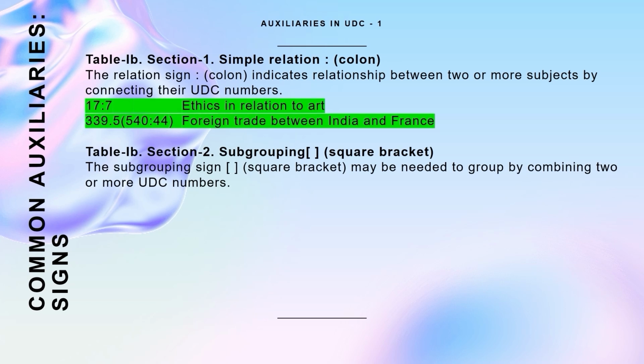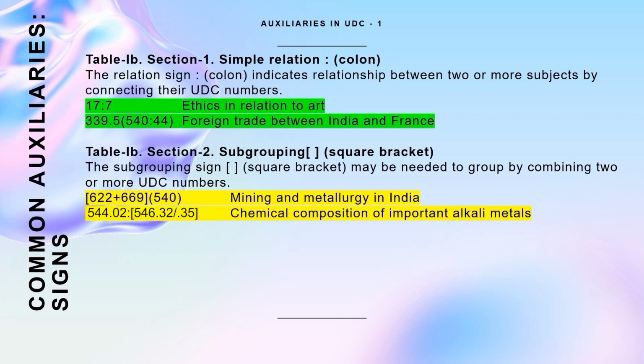So this square bracket or subgrouping sign may be needed to group by combining two or more UDC numbers. You see, suppose mining and metallurgy in India, not mining in India, not metallurgy in India, but mining and metallurgy both are in India. Then mining is 622 plus 669. Then these two will be put within a square bracket for subgrouping this whole subject, and then we will put the number for India, that is within parenthesis 540.